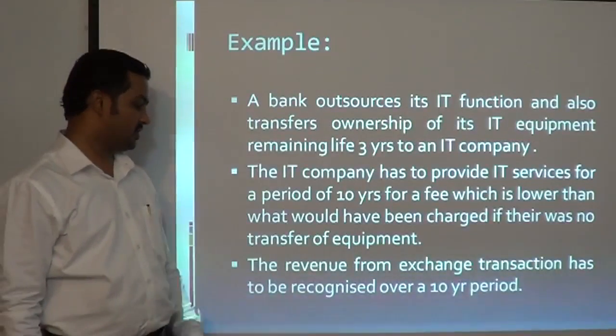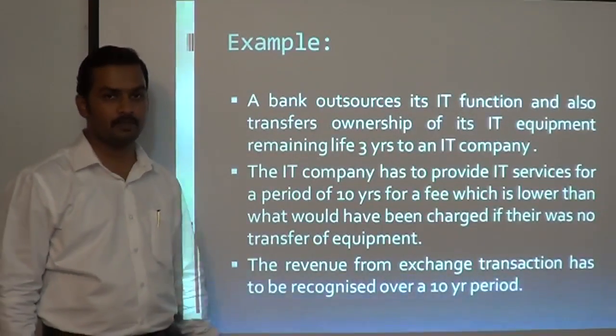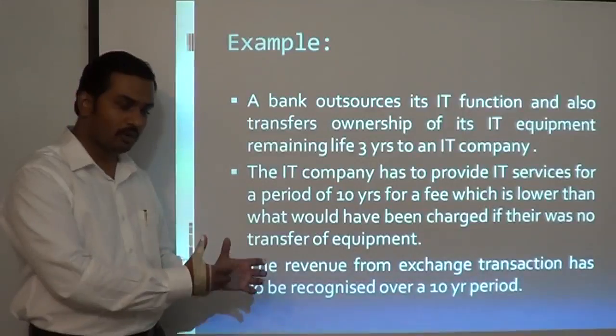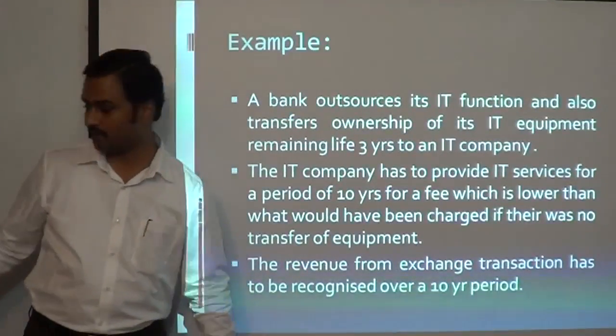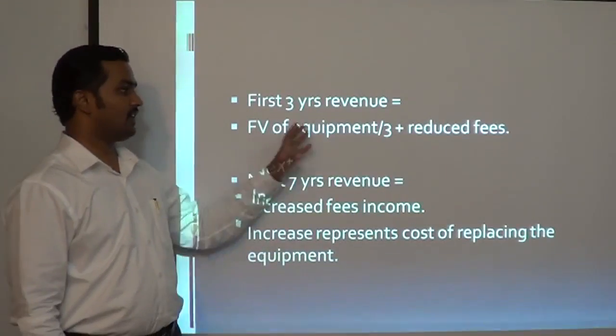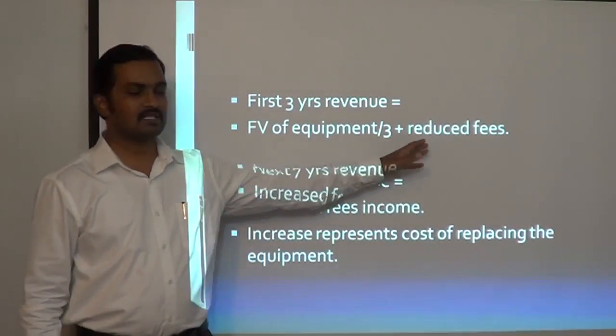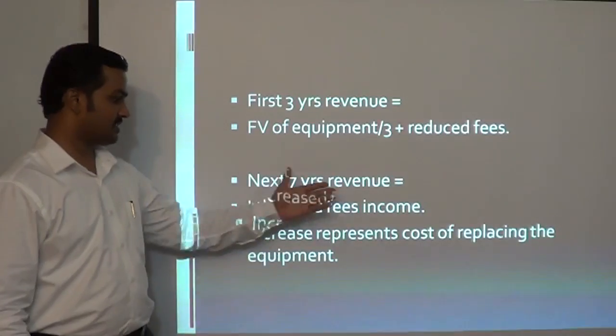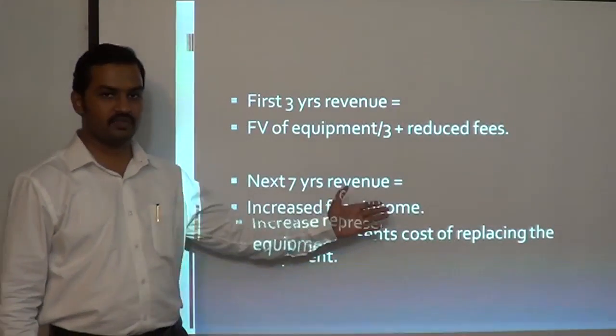The revenue from the exchange transaction has to be recognized over a 10-year period. So whatever is the revenue from this transaction, it has to be recognized over a 10-year period. So how will it be recognized? For the first 3 years, fair value of the equipment divided by 3 plus some reduced fees. For the next 7 years, revenue would be increased fee income.